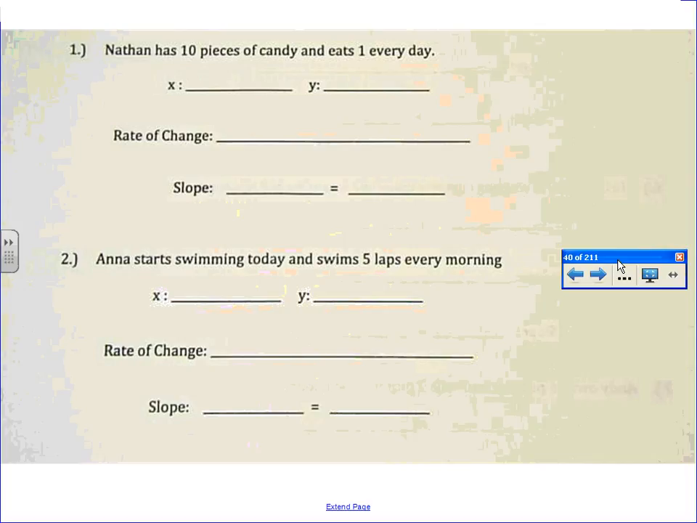Number one, Nathan has 10 pieces of candy and decides to eat one every day. So not just Nathan, all of us. What is X in this problem? Let's start here, and we're all going to stay together. What is X, Eric, in this problem? Good. X is day.